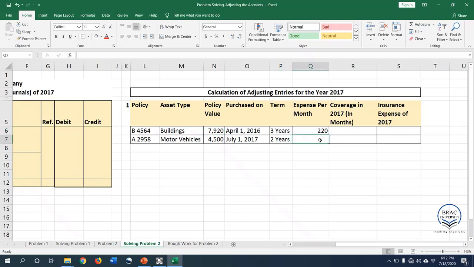With the same method, we can easily calculate the insurance expense per month for policy A. Very simple. How much have we paid in total?